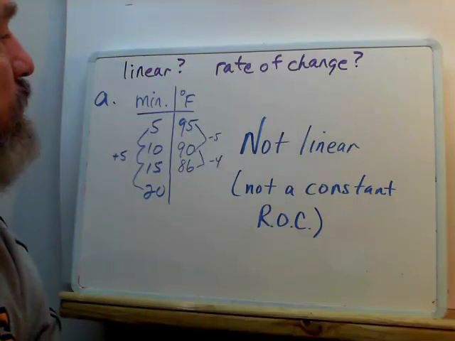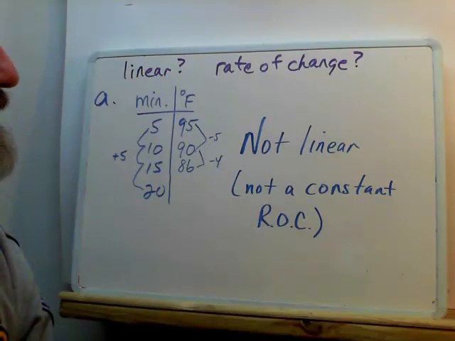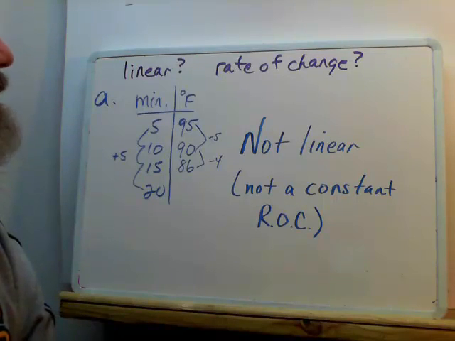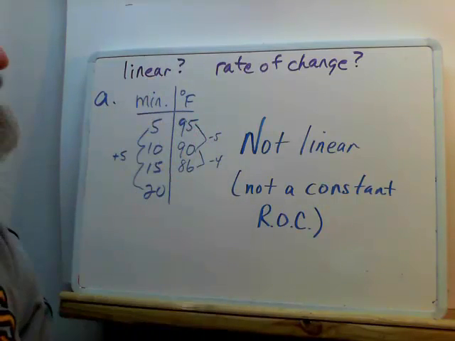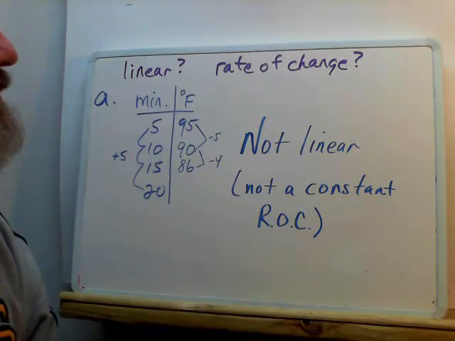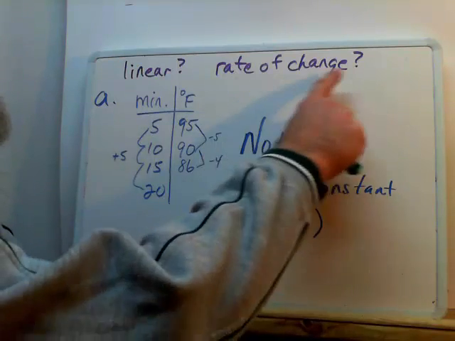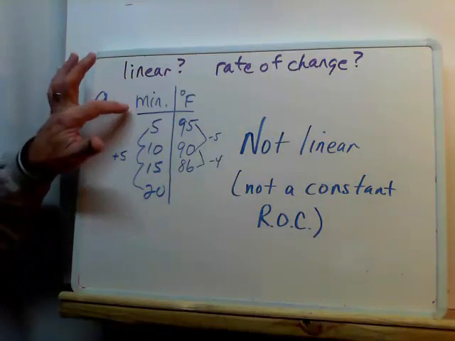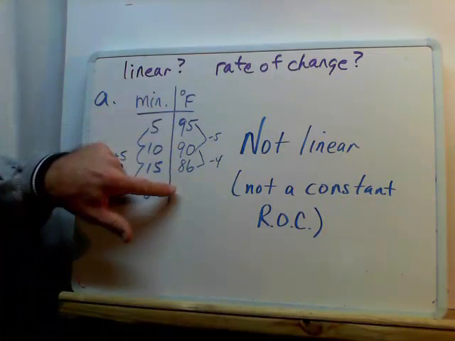Okay, here are your solutions to your letter problems for 3-1. Again, we're being asked, is this a linear equation? Or, I'm sorry, is this a linear relationship? And if so, what is the rate of change? So we have minutes on the left and degrees Fahrenheit on the right.